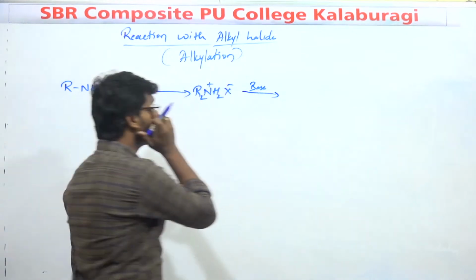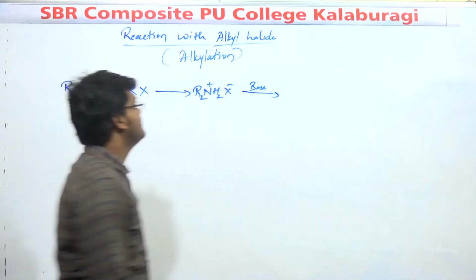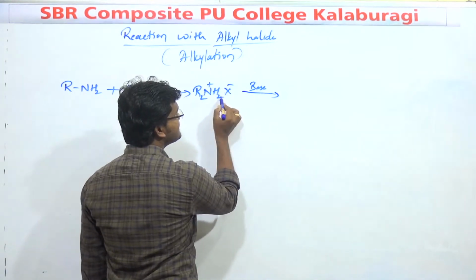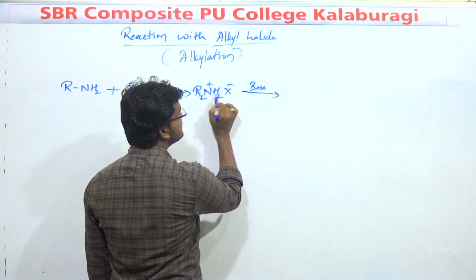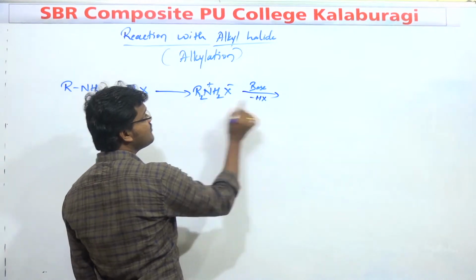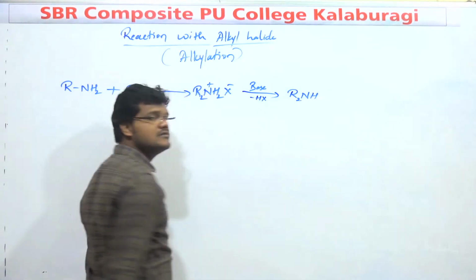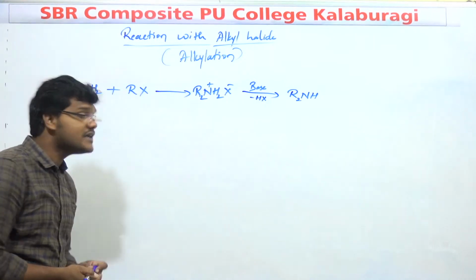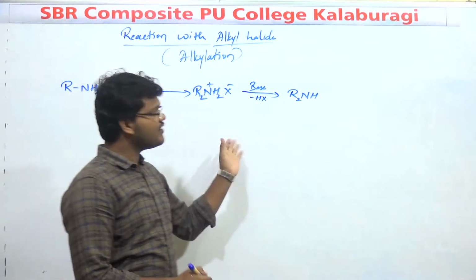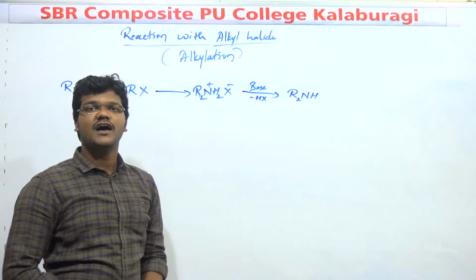To this one what? I will add a base. So what I am going to let you tell me? After addition of base, this HX will come out. If HX is coming out, what will I be left with, tell me? R2NH. So I have converted primary amine into what? Secondary. Even secondary amine can also be converted into what? Tertiary, by adding one more mole of alkyl.